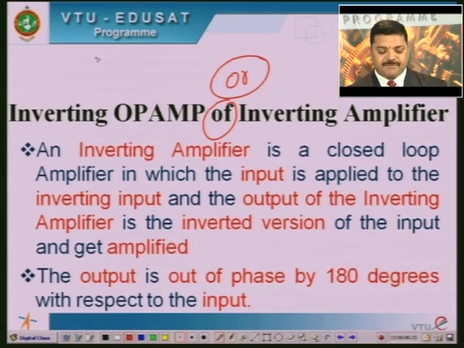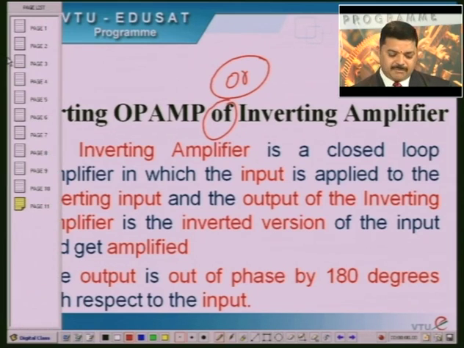So, what is an inverting amplifier? An inverting amplifier is a closed loop amplifier. I told you open loop means there is no feedback. Closed loop means there is feedback. Here in the inverting amplifier, there is negative feedback because a portion of the output is fed back to the negative input terminal of the operational amplifier. So, it is negative feedback.